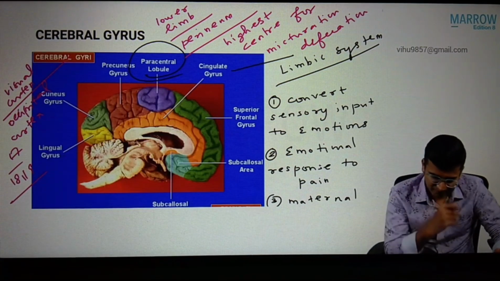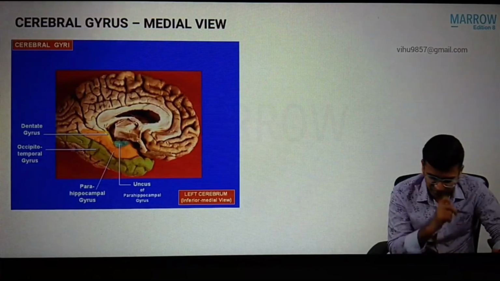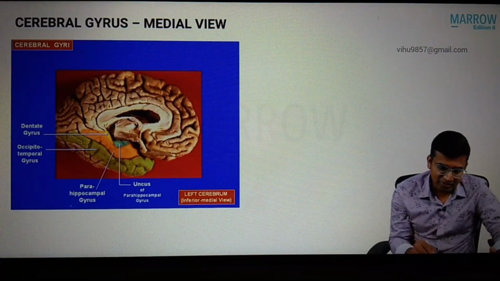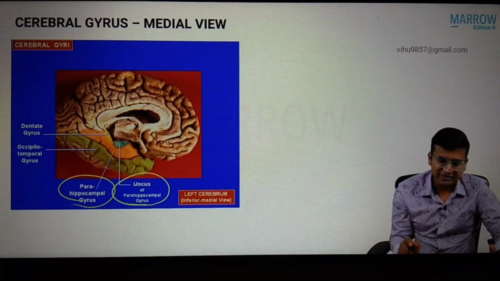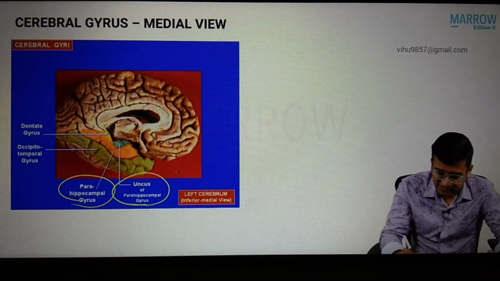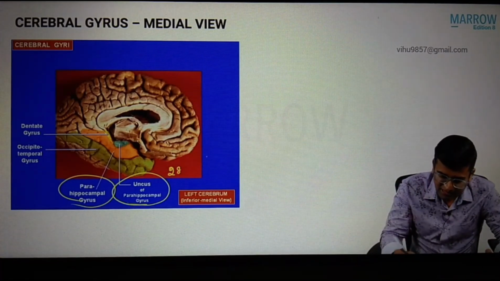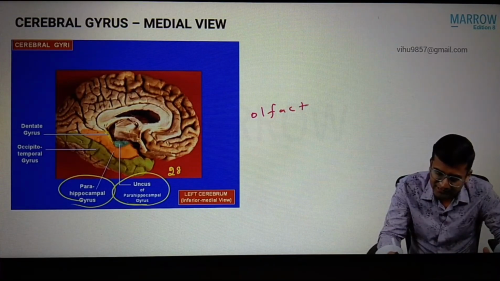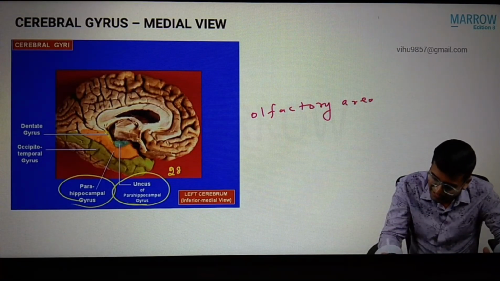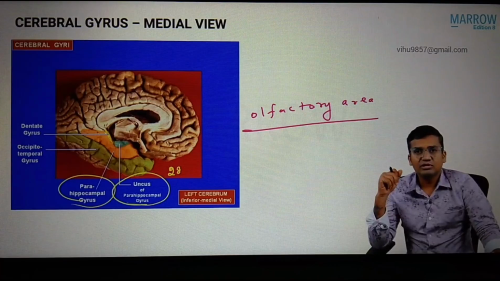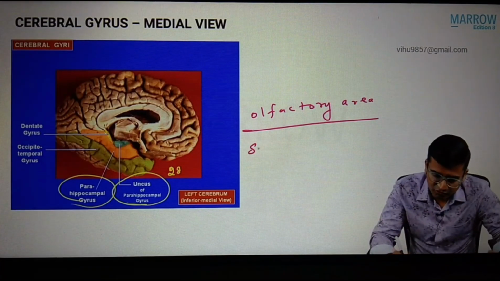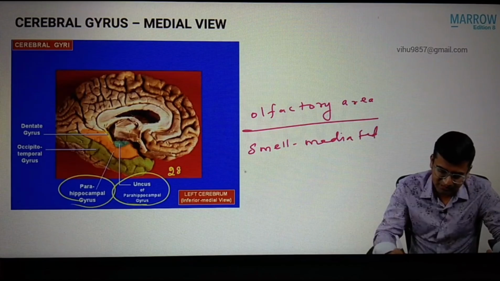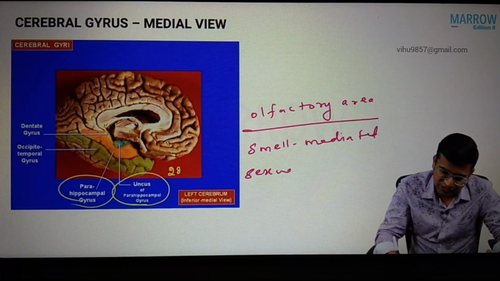Okay, right. Now we're going to remove the brainstem, and we are seeing the parahippocampal gyrus and uncus of the parahippocampal gyrus. So these two areas, area number 28, are the olfactory areas, and they are also part of the limbic system, and they are also for smell mediated sexual behavior.